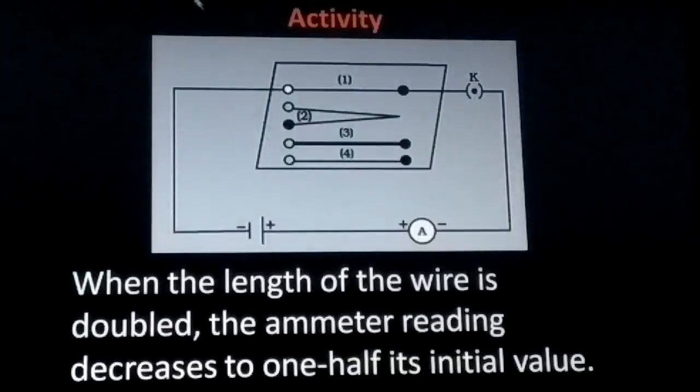So now students, observe here. Here there is an activity. The first one is this conductor. This conductor is connected to the key, and to the cell or battery, in series connection with an ammeter. This symbol represents the instrument ammeter, which measures the flow of current.